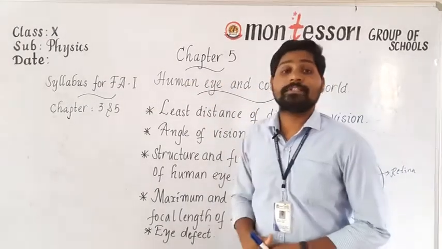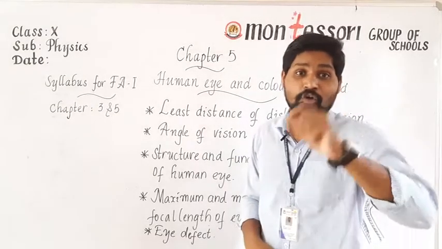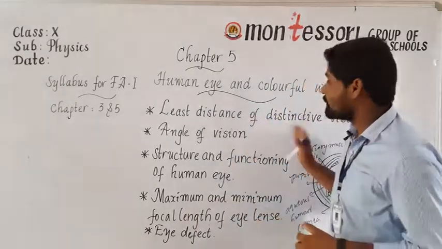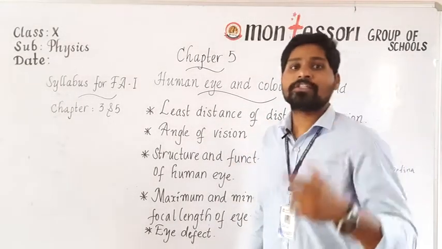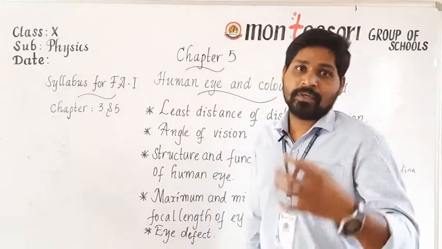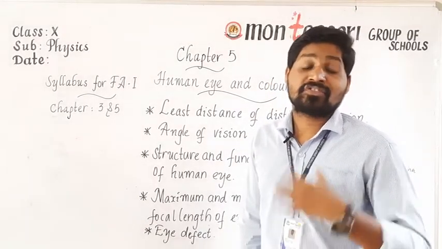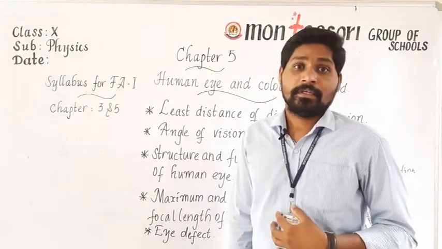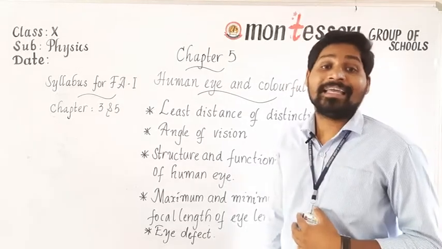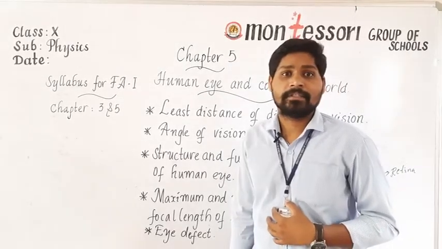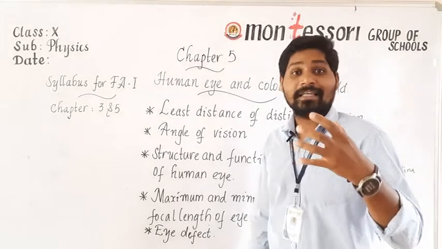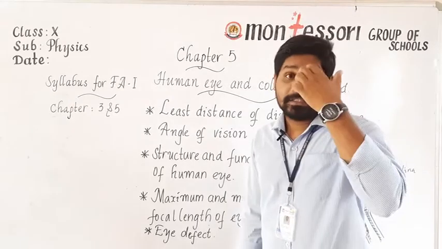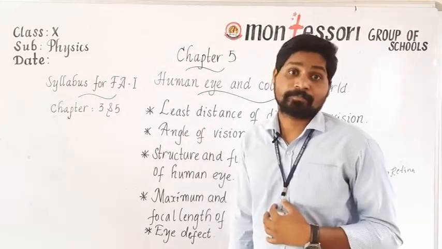The first thing we are going to discuss is the least distance of distinct vision. Before that, I would like to ask a few questions. The first one is the structure of the human eye. What is the importance of the human eye? What is the use of the eye lens present in our eye? How does the lens help us see long objects and short objects clearly?